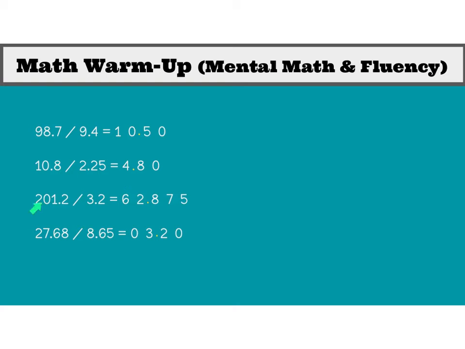Then we have for number 3, 201 and 2/10 divided by 3 and 2/10. Decimal goes between the 2 and the 8, giving us a final answer of 62 and 875 thousandths. And last but not least, 27 and 68 hundredths divided by 8 and 65 hundredths. Decimal goes between the 3 and the 2, giving us a final answer of 3 and 20 hundredths. How did you do?